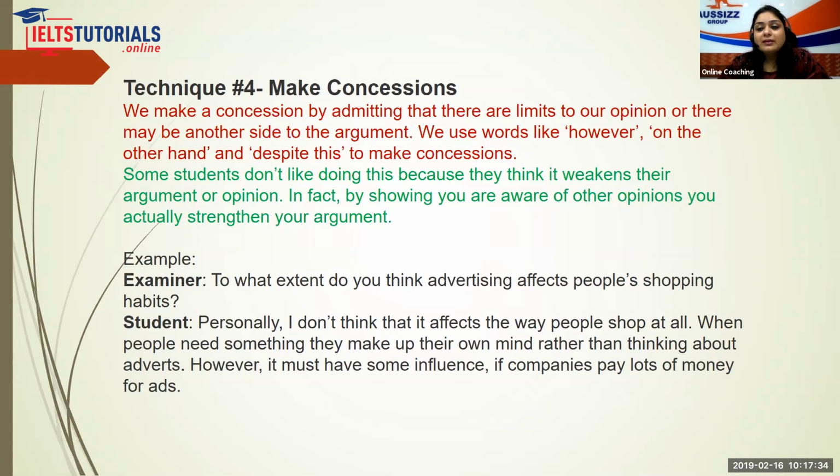Okay. So, to what extent do you think advertising affects people? So yes, I completely agree. No, I don't think so. Personally, I don't think it affects people, because when people need something, they'll directly go to the malls and various shops. They just buy the things. So they're not completely depending on the advertisements. They are depending on their own selves. Whenever they need something, they buy it.